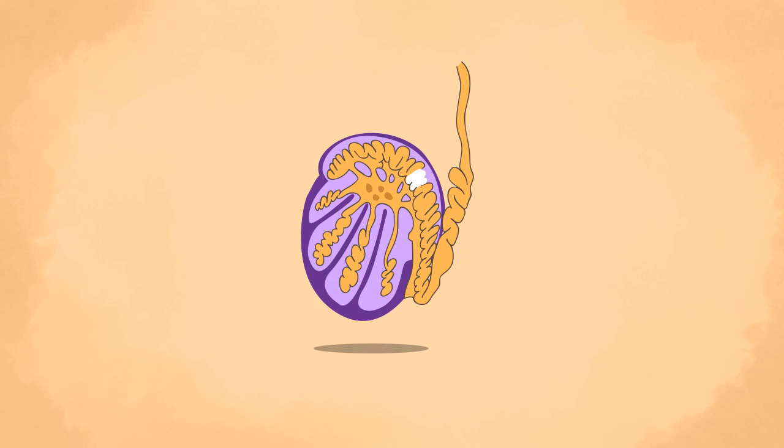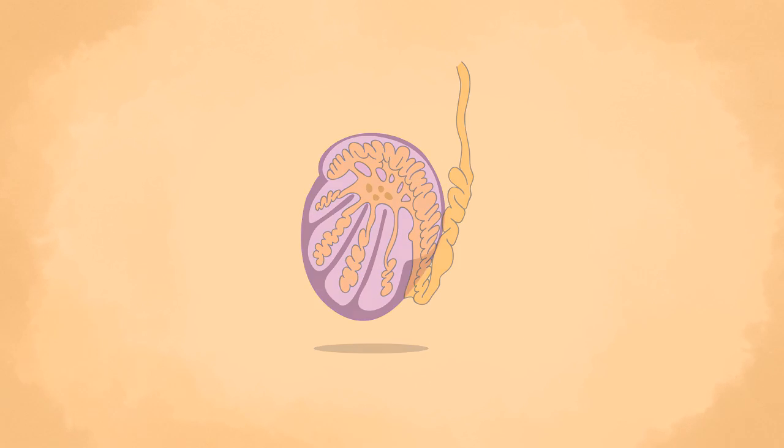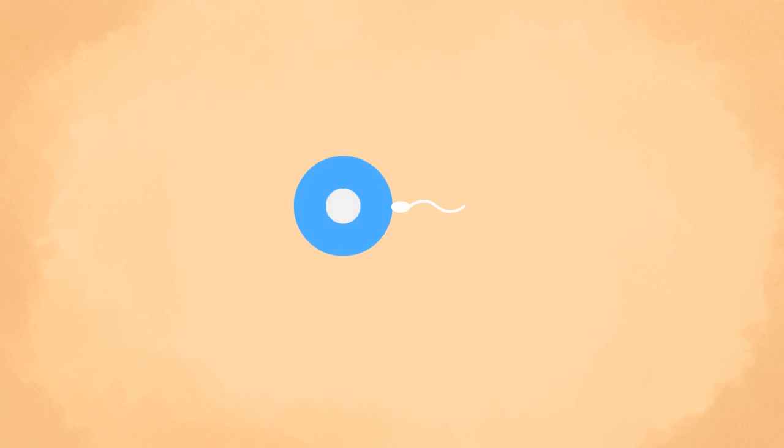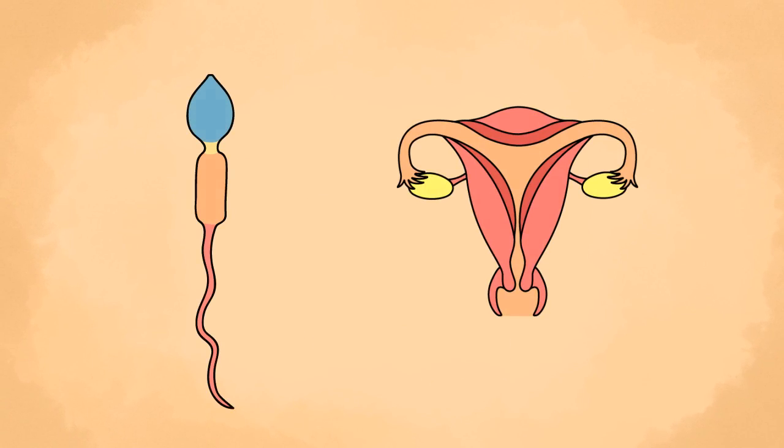Spermatozoa acquire some motility after maturation but become fully motile only after ejaculation when they get mixed up with the secretion of prostate glands and seminal vesicles. The ability to fertilize an ovum is acquired only in the female genital tract. This final step in maturation of sperm is called capacitation. In the process of capacitation, the glycoprotein coat and seminal proteins lying over the surface of spermatozoa are altered.